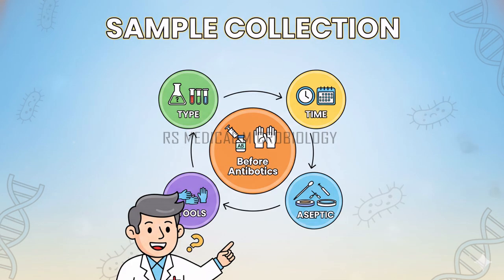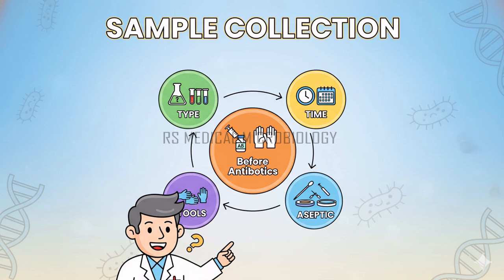Then you decide on the sample, what sample you want to collect for that particular infection. Some things you have to keep in mind and write are the timing of the collection of that sample, what type of sample, and always write that the sample should be taken before giving any kind of antibiotics. What things are required for the sample collection, and most important is following the aseptic technique.